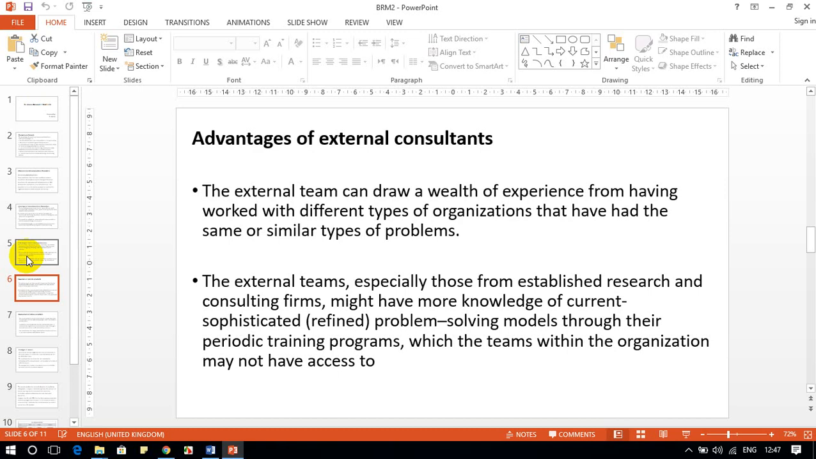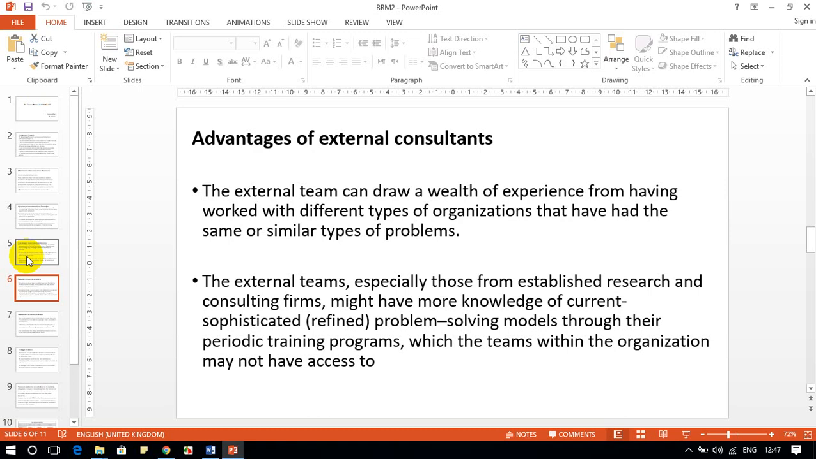The other positive point is that external teams, especially those from established research and consulting firms, might have more knowledge of current sophisticated or refined problem-solving models through their periodic training programs, which the team within the organization might not have access to. Exactly, some management perspectives within business organizations are not accessible or implementable, or presently some organizations, due to some issues or factors, might not be using them. So here is where the scope arises that we must use external consultant research.